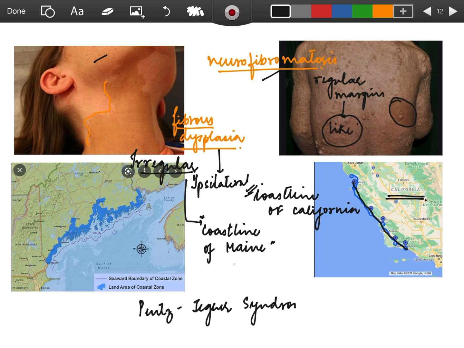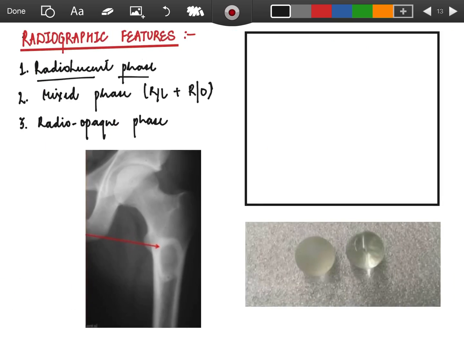Café-au-lait lesions are also seen in Peutz-Jeghers syndrome. Here we also have intestinal polyposis syndrome.